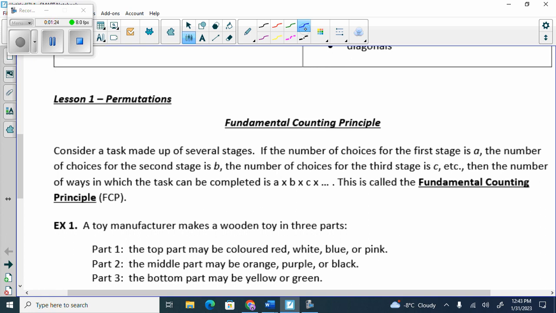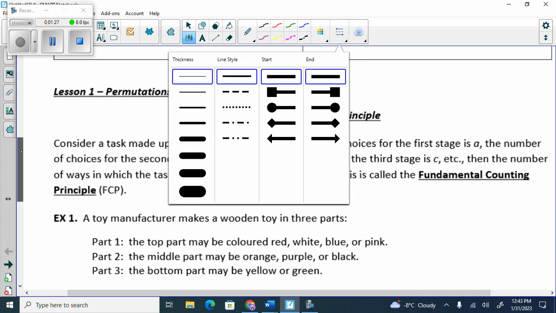This board hates me, just so you know. It just changes things on me. It does what it wants.